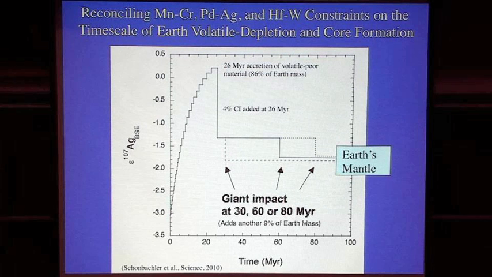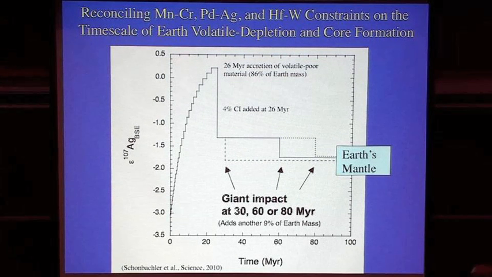I'm confused about what volatile you're talking about. Are you talking about silver as a volatile? I'm talking about silver. This is where we got into the terminology issue. Silver to a geochemist is a moderately volatile element. Manganese to a geochemist is a moderately volatile element. Both hafnium and tungsten are refractory elements.